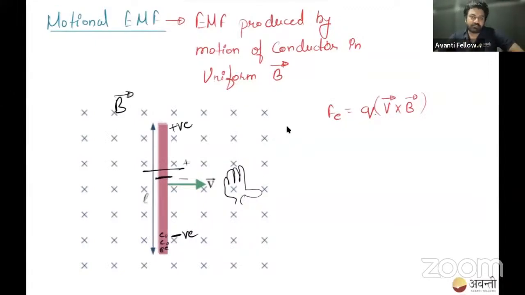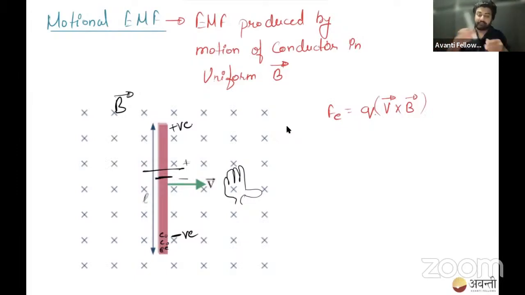Upward will be the force on positive charge. This right hand palm rule gives the force on positive charge. Negative charge will be opposite, so all electrons will come down, all positive charge will be coming up, negative charge will be coming down. It will form a battery like this.